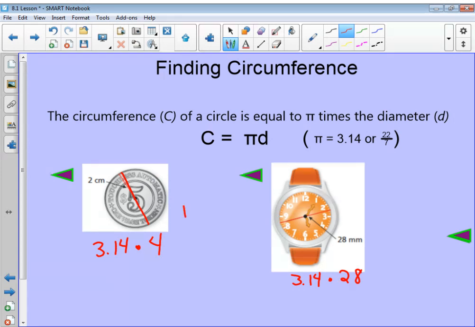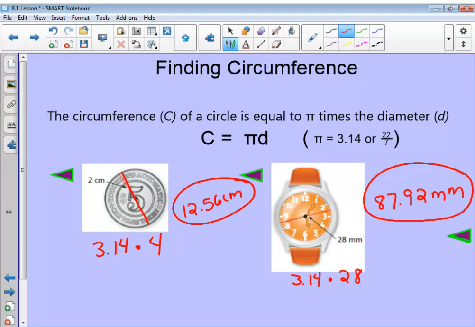So for the first one, you should have gotten 12.56 centimeters because we had to find the diameter on that one. And on the second one, you should have gotten 87.92 millimeters. Okay, remembering as you're doing circumference that your formula is pi times diameter. Diameter is your full distance across that circle.